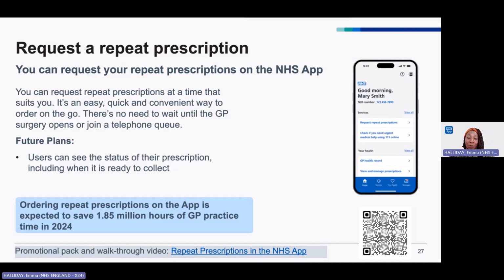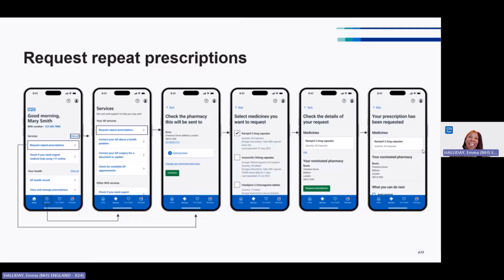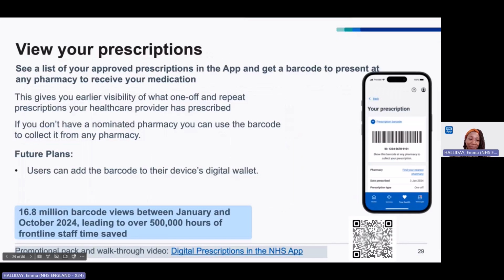We do have future plans to be able to see the status of a prescription and when it's ready to collect. Currently this is live at 30% of practices, and we're steadily rolling this out further. What I do want to highlight, though, is that this service is for repeat prescriptions and not for acute prescriptions. And it's also not at the moment for electronic repeat dispensing, although that is something that is in the pipeline. So this slide here is just the steps that you need to take to get the repeat prescriptions.